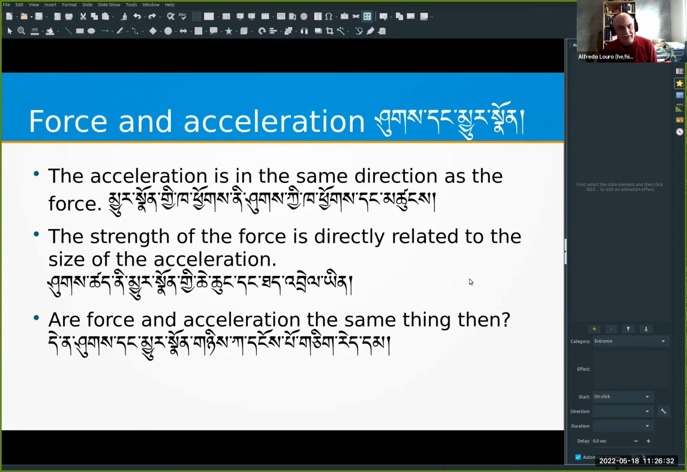Okay, so the acceleration is in the same direction as the force. The strength of the force is directly proportional to the size of the acceleration. We could ask, are they the same thing? And the answer is no, for the following reason. And I'll give you an example, and you will see right away why they're not the same thing.